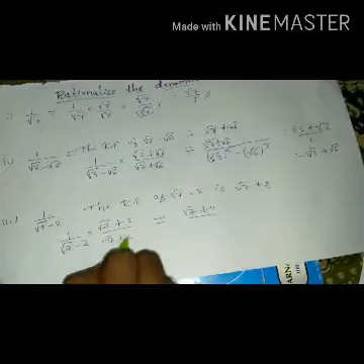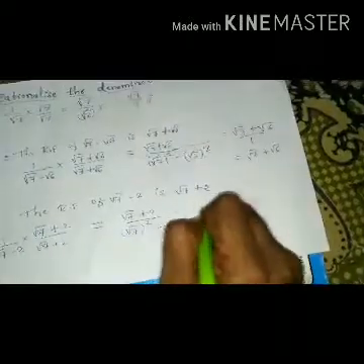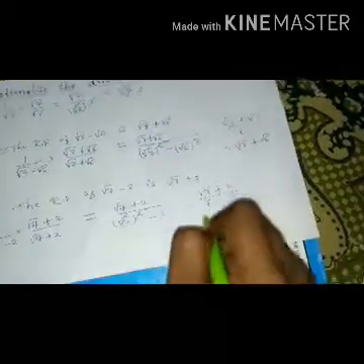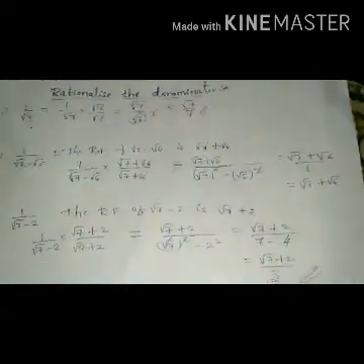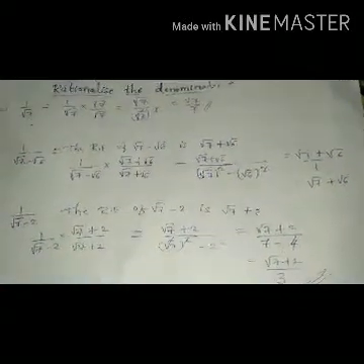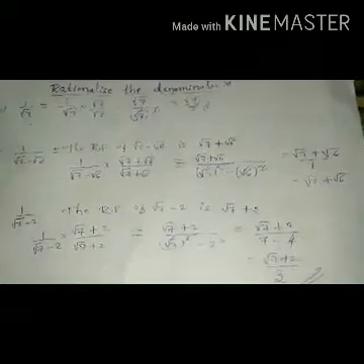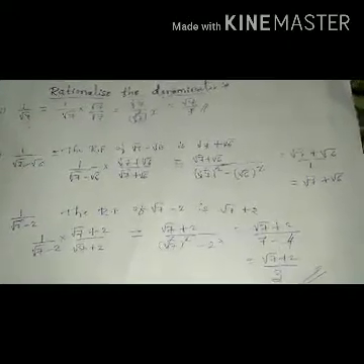divided by a plus b into a minus b. So a is root 7, its whole square, a square minus b square, 2 square. So root 7 plus 2 divided by root 7 square means 7 minus 2 square means 4. So root 7 plus 2 divided by 7 minus 4, that is 3. So students, please write all these things in your maths fair neatly.